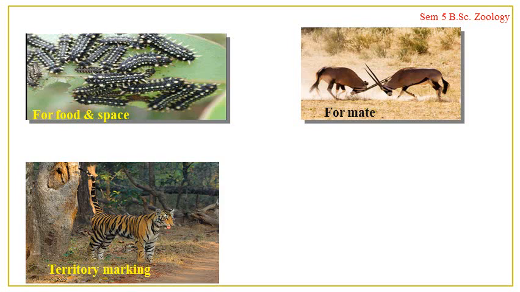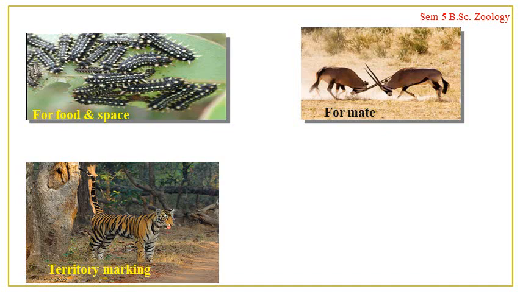What happens is this actually gives the message to other members of the species that this area is my territory, and don't confront me or don't come for a fight with me. Maybe that kind of message is passed on to the members of a particular species. So territory marking, and another is sharing of the same resource.